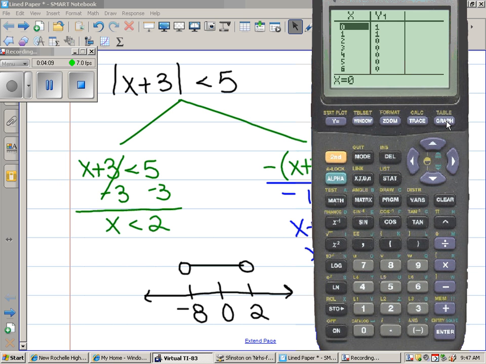Go into the table of values. So everybody hit second graph. Now let's take a look. Do you see in your table of values that you'll see all these numbers listed for x, and you can scroll up and down? Those are things that you could plug into the equation. And then in the y column, you should see only zeros or ones. That's called a binary code.